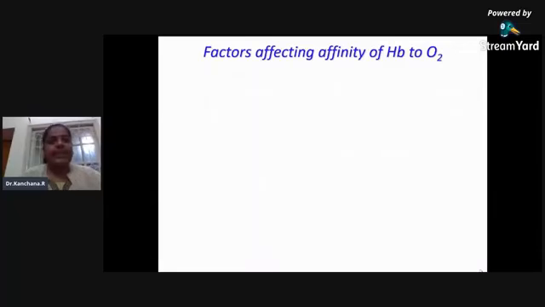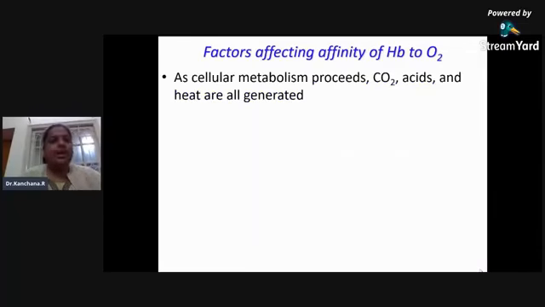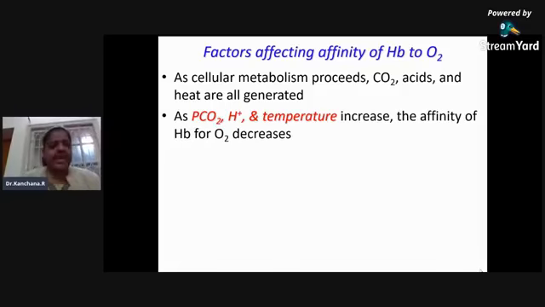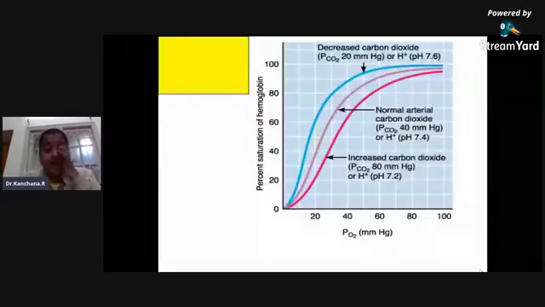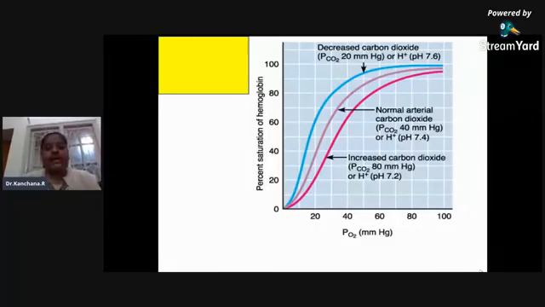Now, what are the factors affecting the affinity of hemoglobin to oxygen? As cellular metabolism proceeds, more and more carbon dioxide, acids, and heat are generated. So, as PCO2 increases, H plus increases or pH decreases, and temperature increases, the affinity of hemoglobin for oxygen decreases, and there's a rightward shift of the curve. That is, the oxygen hemoglobin dissociation curve shifts to the right. Now, this is the diagram showing the normal arterial carbon dioxide levels, and how the blue line is the leftward shift and the dark pink line is the rightward shift of the curve.